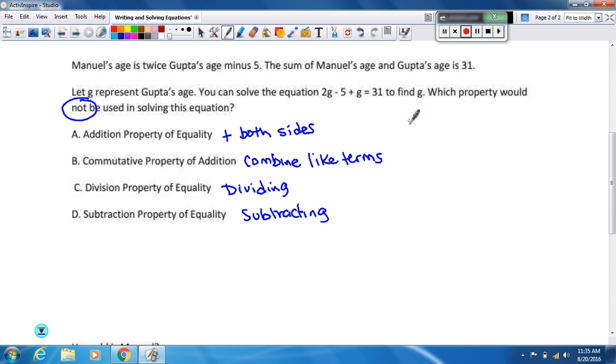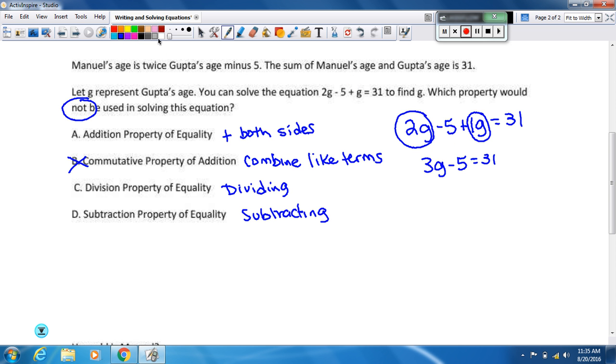So if we have 2G minus 5 plus G equals 31. Okay, the first thing I'm going to do is look at the left-hand side of the equation. The G's can go together, and if there's nothing in front of a letter, it's assumed to be a 1. So 2G plus 1G is 3G minus 5 equals 31. So what we just did there was the commutative property. We combined like terms, so we did use that one. We're asking for the one that we did not use.